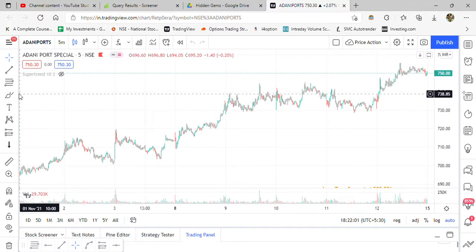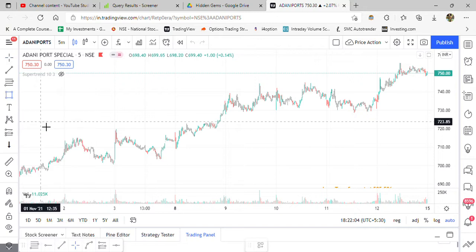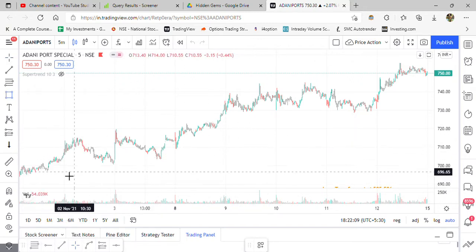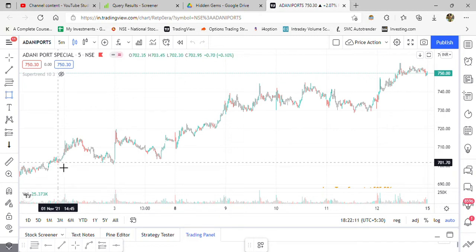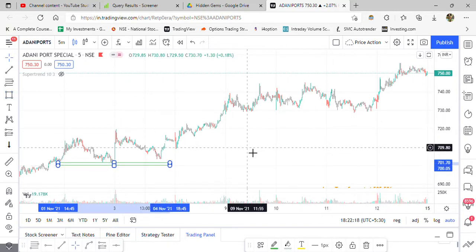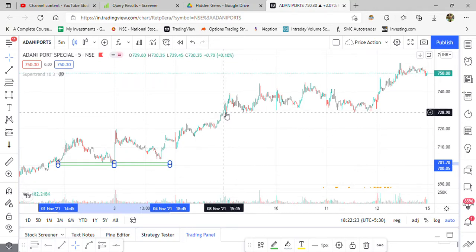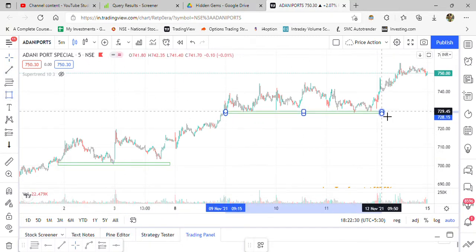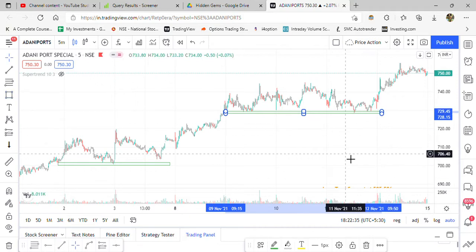Now, just for the sake of repetition of what I taught last time about support. Firstly, support is not a single point, it is a zone or a single line. It is a zone. So as you can see in this Adani Port stock, this is a support. Again, if I mark it correctly here, this has become a good base. So these are all support lines.